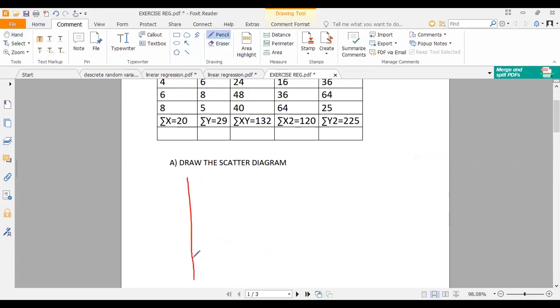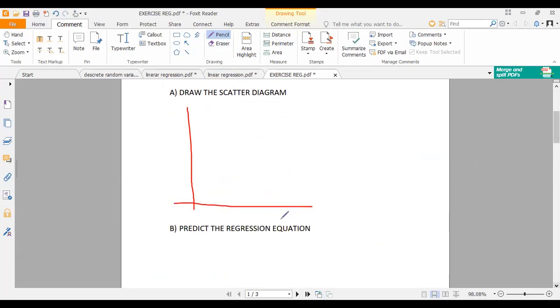So here and there. So we have 2, 4, 6, 8, 10. 2, 4, 6, 8, 10. I have 0 here. 2, 4, 6, 8, 10. 2, 4, 6, 8, and 10.